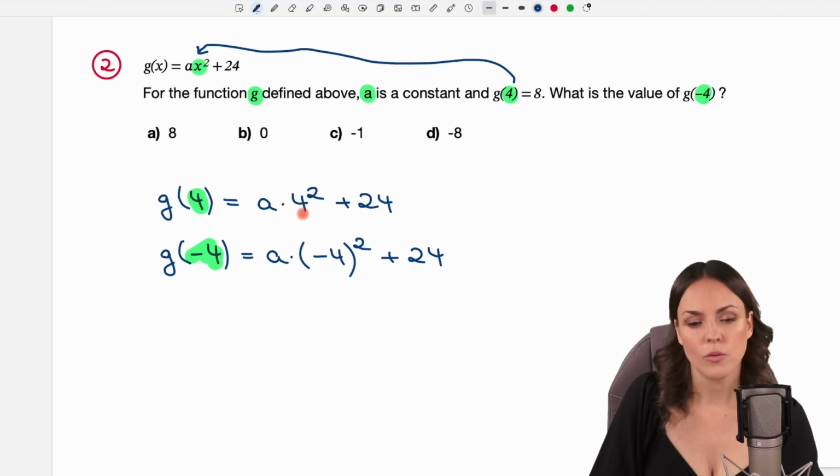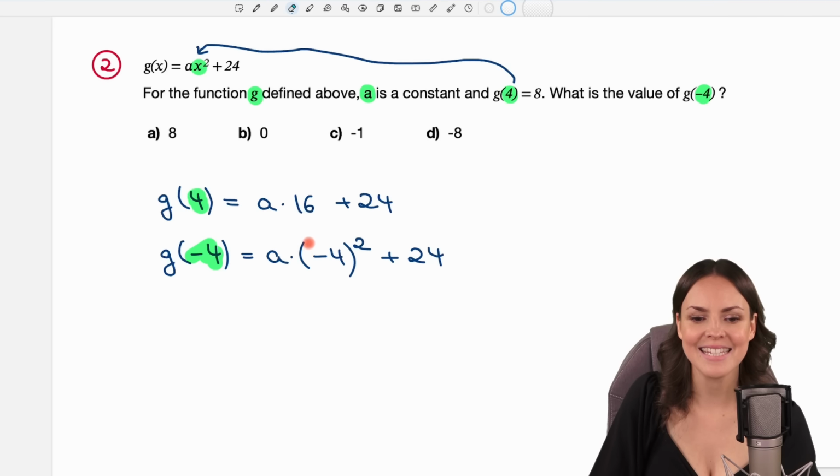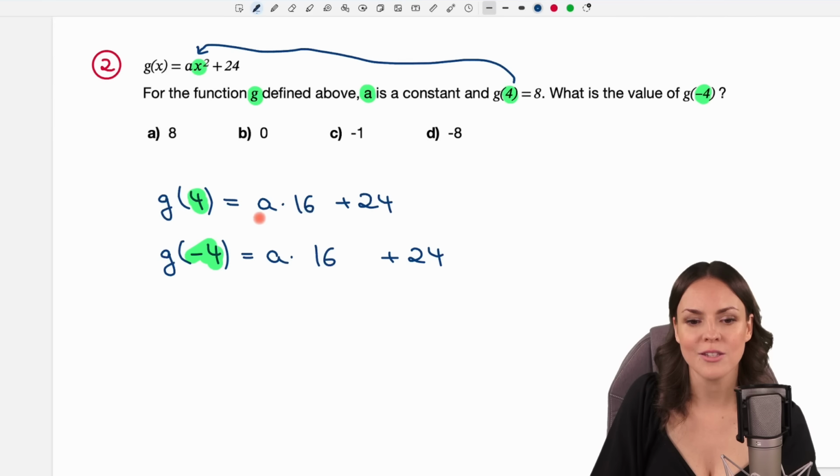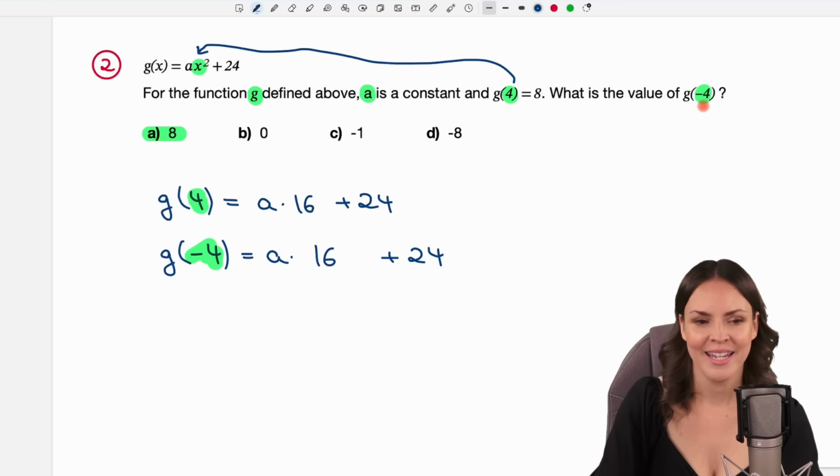If we calculate this, 4 squared equals 16, and negative 4 squared equals 16 as well. So if we compare these results here, they are the same. So it doesn't matter if I insert the 4 or the negative 4, I get the same result every time. So the result is 8, they told us, so the result is going to be 8 as well, because we only have x squared in here, and then the sign doesn't matter.